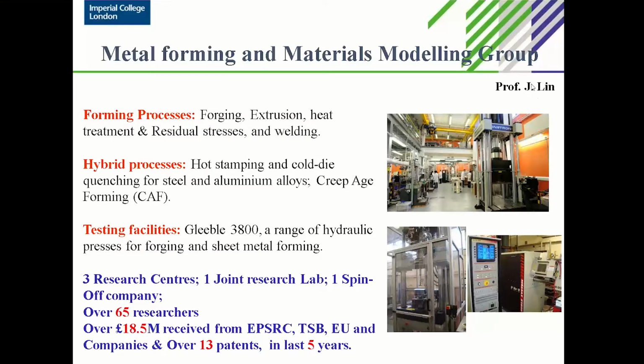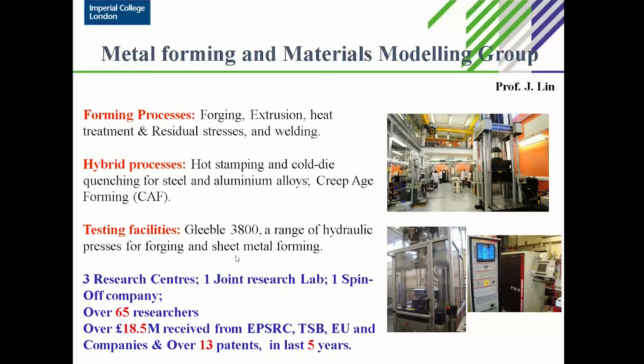Academy of Engineering, and I think he already gave a presentation in June or July. Regarding our group, the main work is the metal forming process, including the traditional forming processes: forging, extrusion, heat treatment, residual stress, etc. We also concentrate on building hybrid processes, for example, hot stamping and cold die punching for steels and aluminiums, and the pre-age forming process, which is able to control both the formability and the post-form mechanical properties of the part.